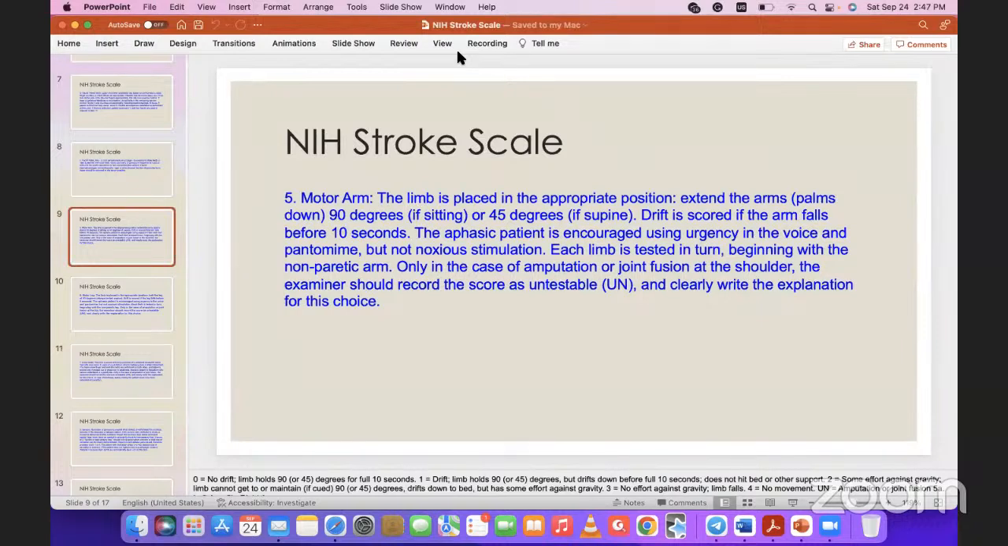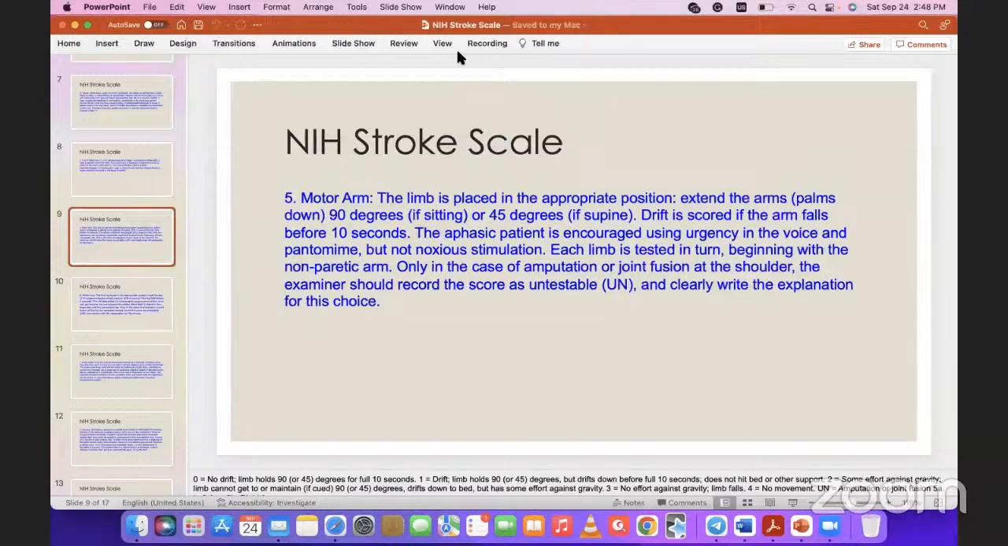The aphasic patient is encouraged using urgency in the voice and pantomime, but not noxious stimulus. Each limb is tested in turn, beginning with the non-paralytic arm. It means you have to examine the non-paralytic arm first. Only in the case of amputation or joint fusion at the shoulder, the examiner should record the score as untestable and clearly write an explanation for this choice.